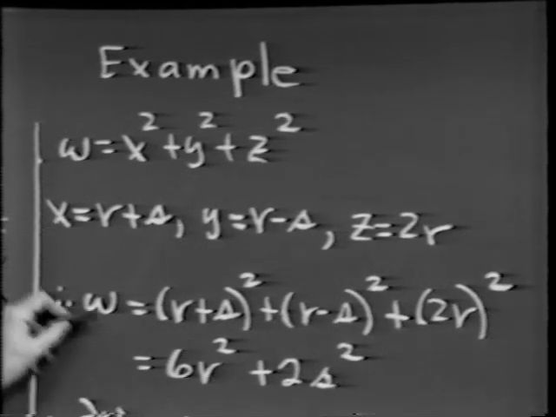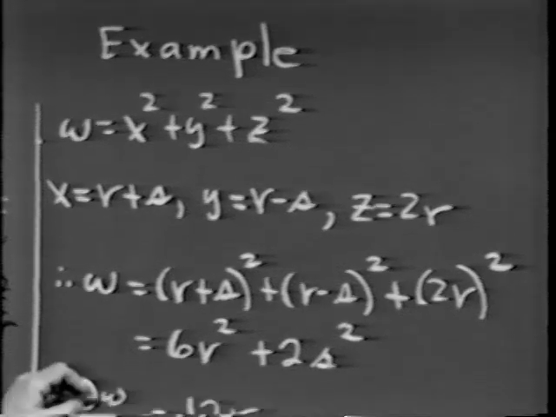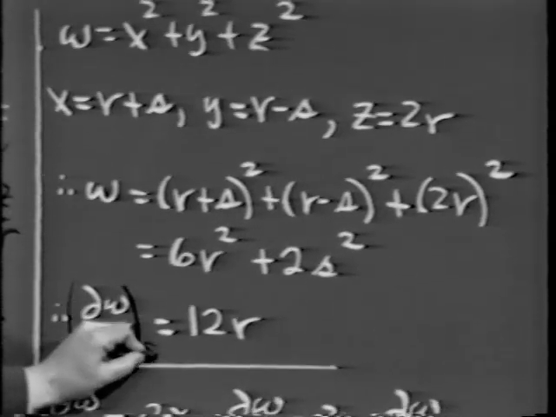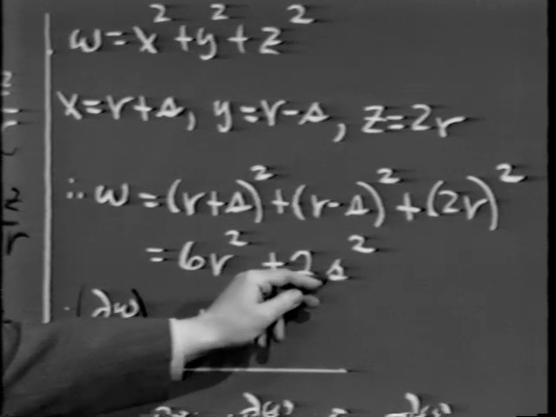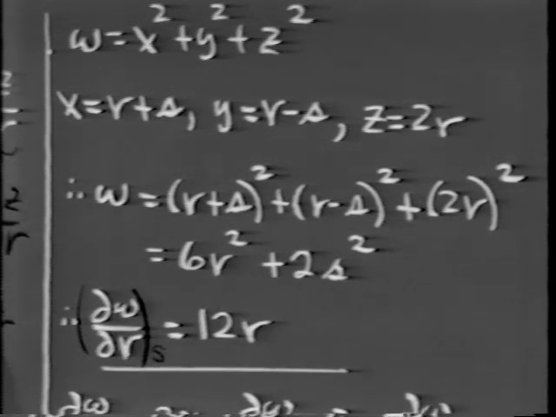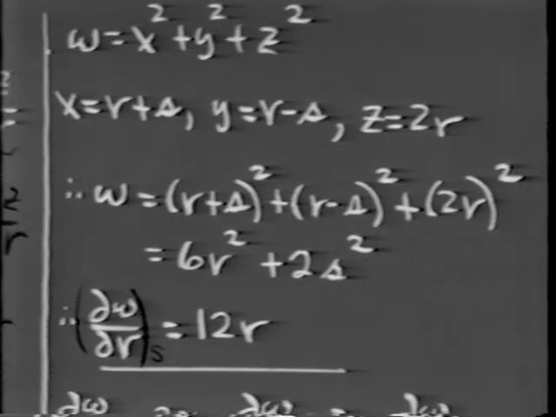At which stage, to take the partial of W with respect to R holding s constant, this is simply what? 12r, because s is being treated as a constant. Its derivative with respect to R is 0. You see, notice in an example like this, one would not really be tempted to use the chain rule.